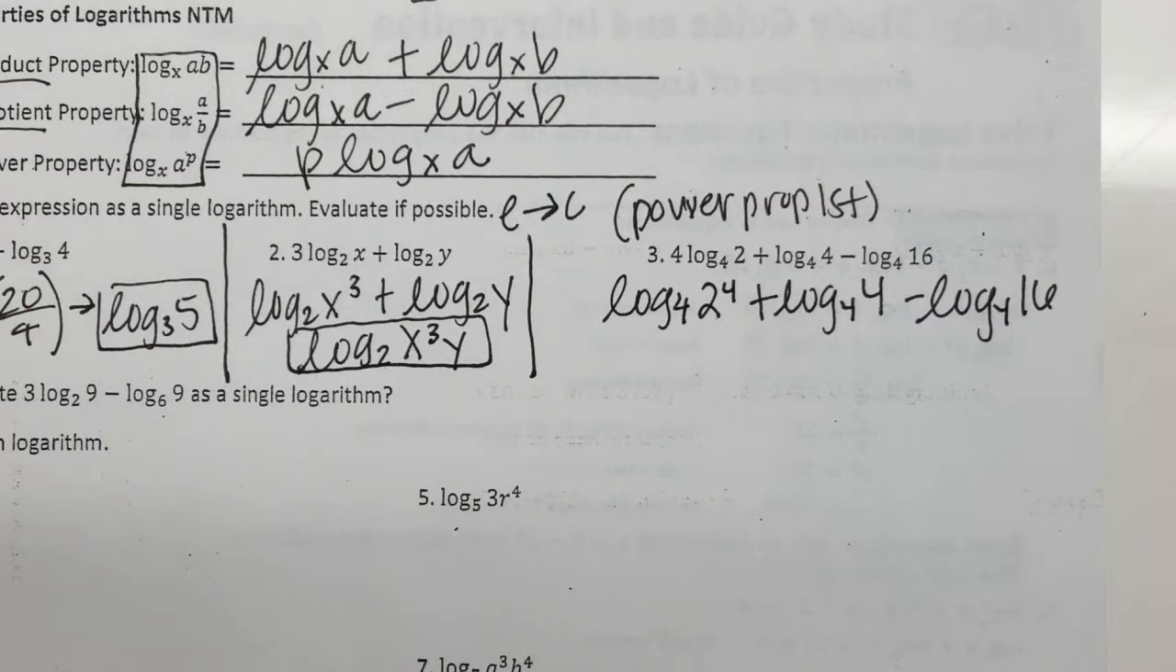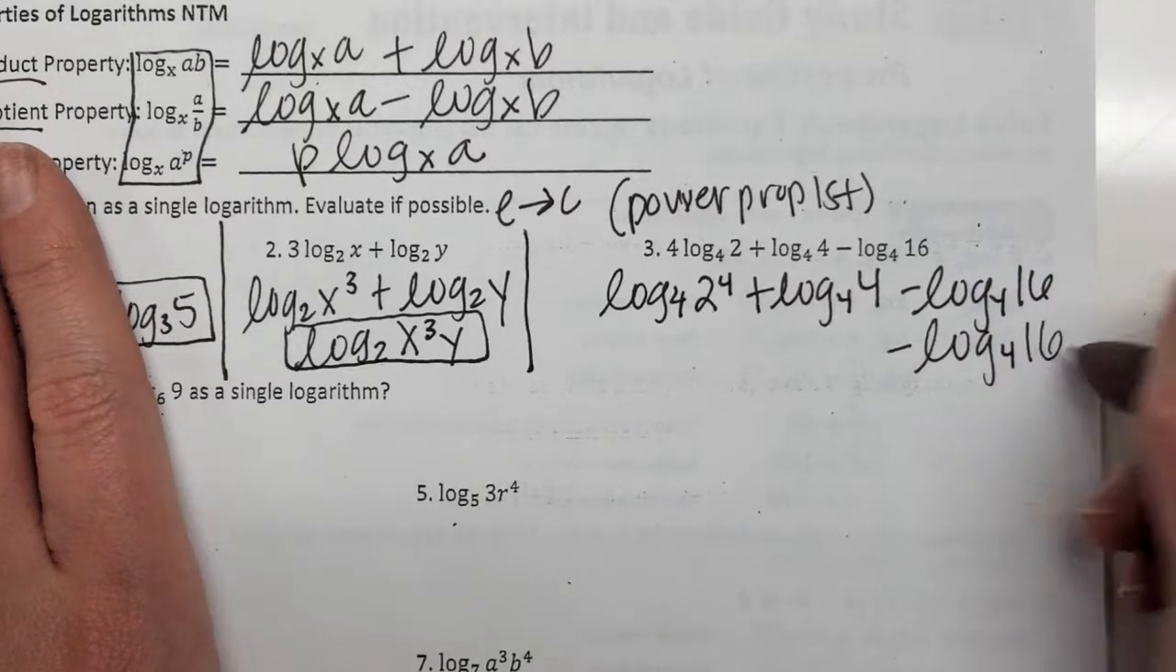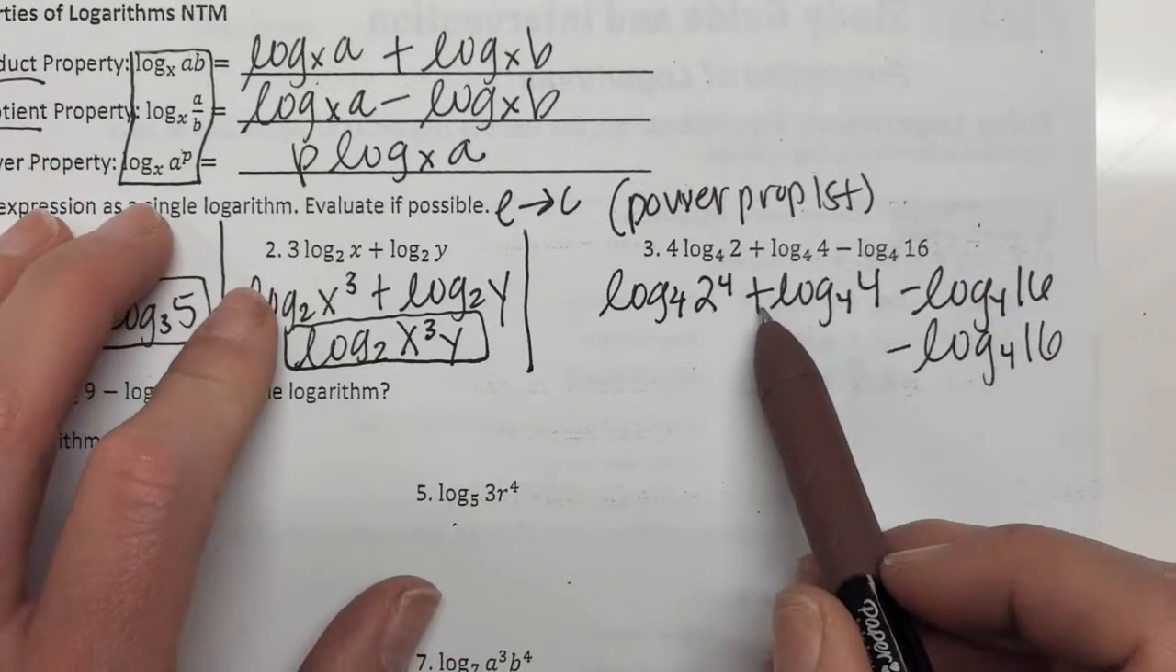Alright, what do you think we should do next? Quotient or product? Which one? Product. Go from left to right, just like order of operations. So we're going to leave this one alone for now, log 4 of 16. This one is product because of the plus sign.